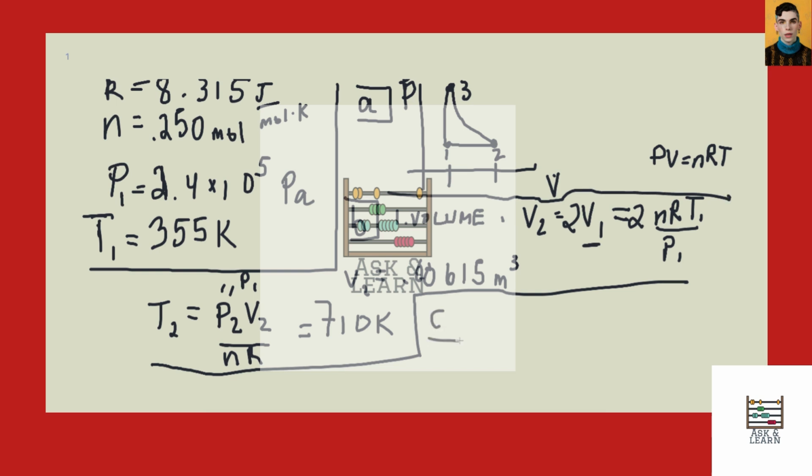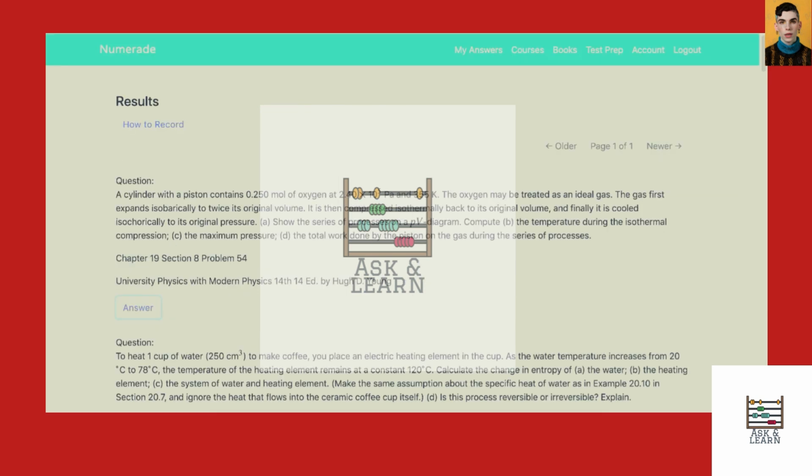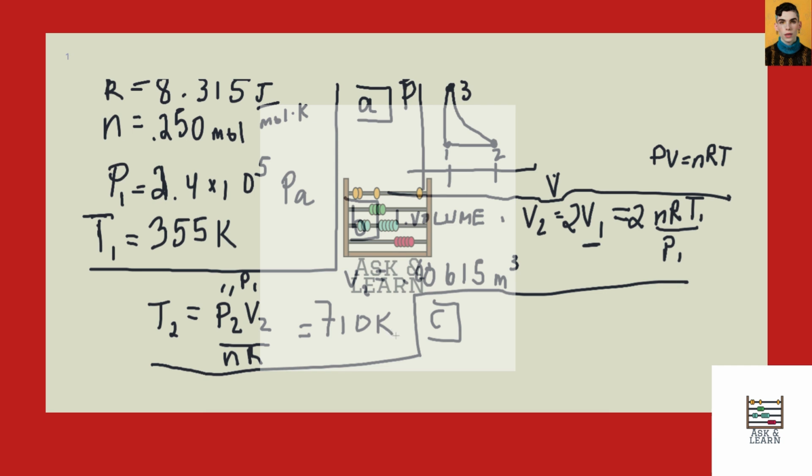Great. And for part C, it asks for the maximum pressure. Okay, the maximum pressure is the pressure at 3, so we need to find the pressure at 3. For isothermal processes, the quantity PV stays the same, because nRT stays the same, assuming the number of moles doesn't change, and of course R is a constant, and by construction T doesn't change if it's isothermal. So you can say P2V2 equals P3V3. And we know that V2 equals 2V3, because that's what the problem said.